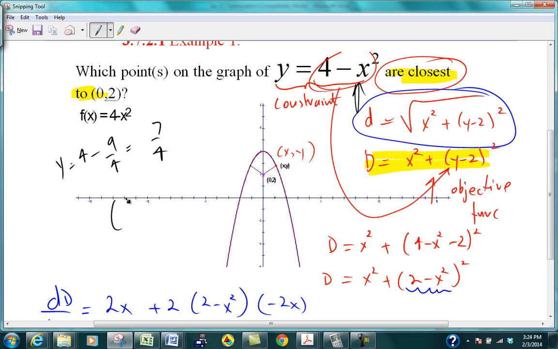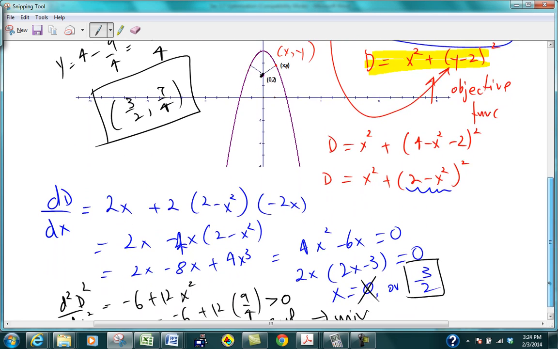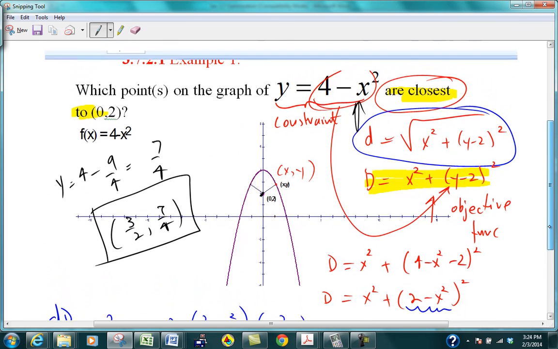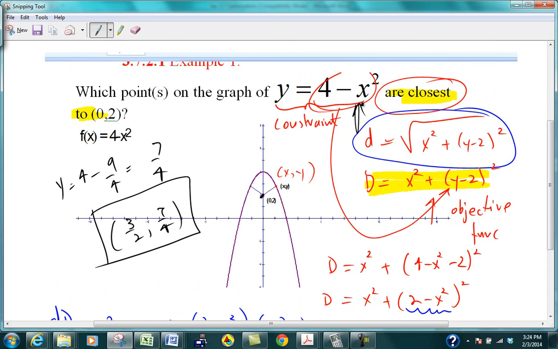So the answer should be (3 over 2, 7 over 4) is the point closest to the point (0, 2). Let me just make sure that I haven't messed this up. I do get x equals 3 over 2. If I plug it in there, it becomes 9 over 4, and 16 minus 9 is 7. So your answer is 3 over 2, 7 over 4.